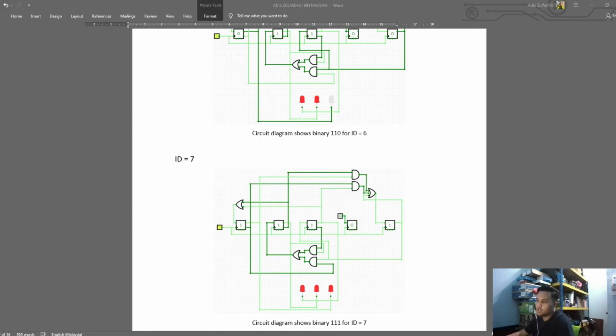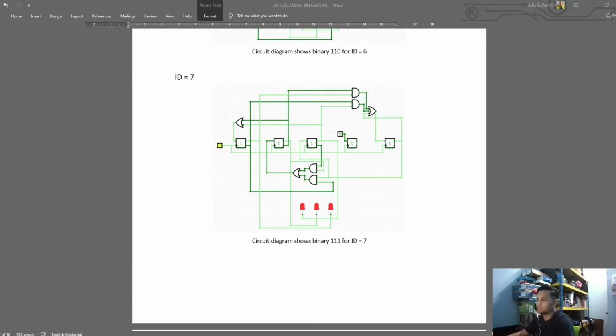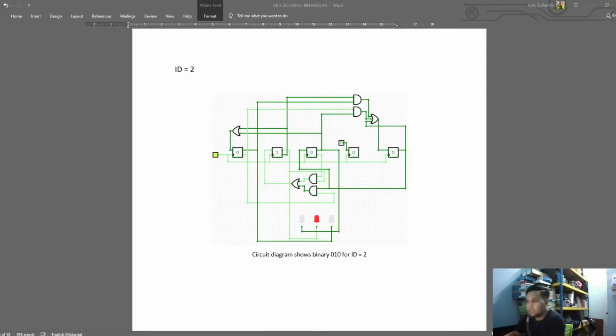So this is ID equal to 7. 1 1 1 becomes ID equal to 7. So this is ID equal to 2. So we can see here, this is 4 2 1. So this is 2. So 0 1 0. It is equal to ID equal to 2.